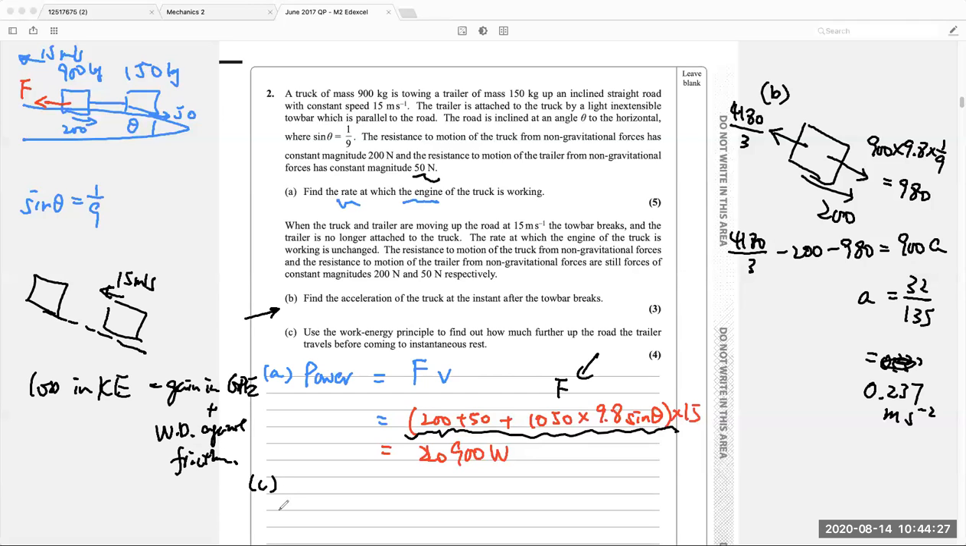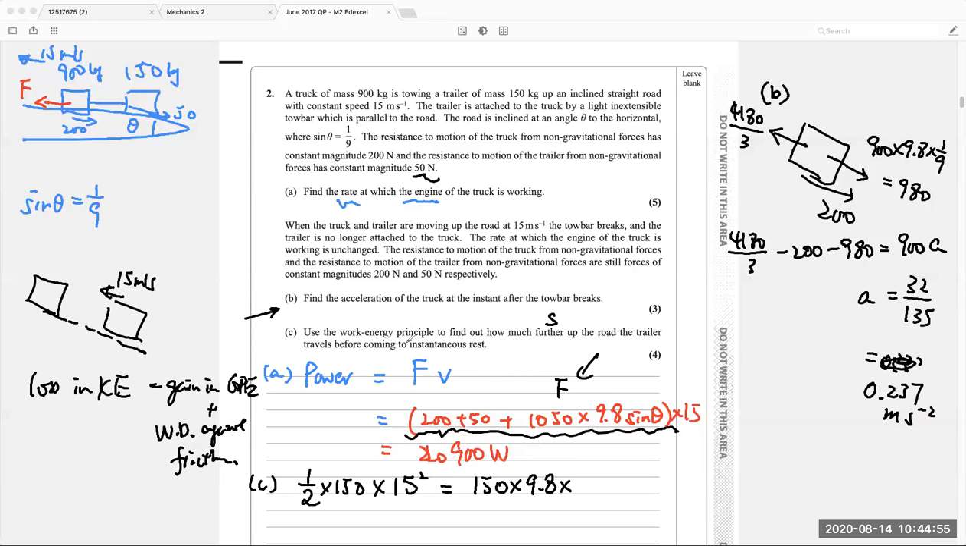Okay, then we write down the equation like this. The mass of the trailer is 150. Then it lost all of its KE. So for the gain in GPE, mgh, we don't know the displacement yet. So let's let it be S, okay?